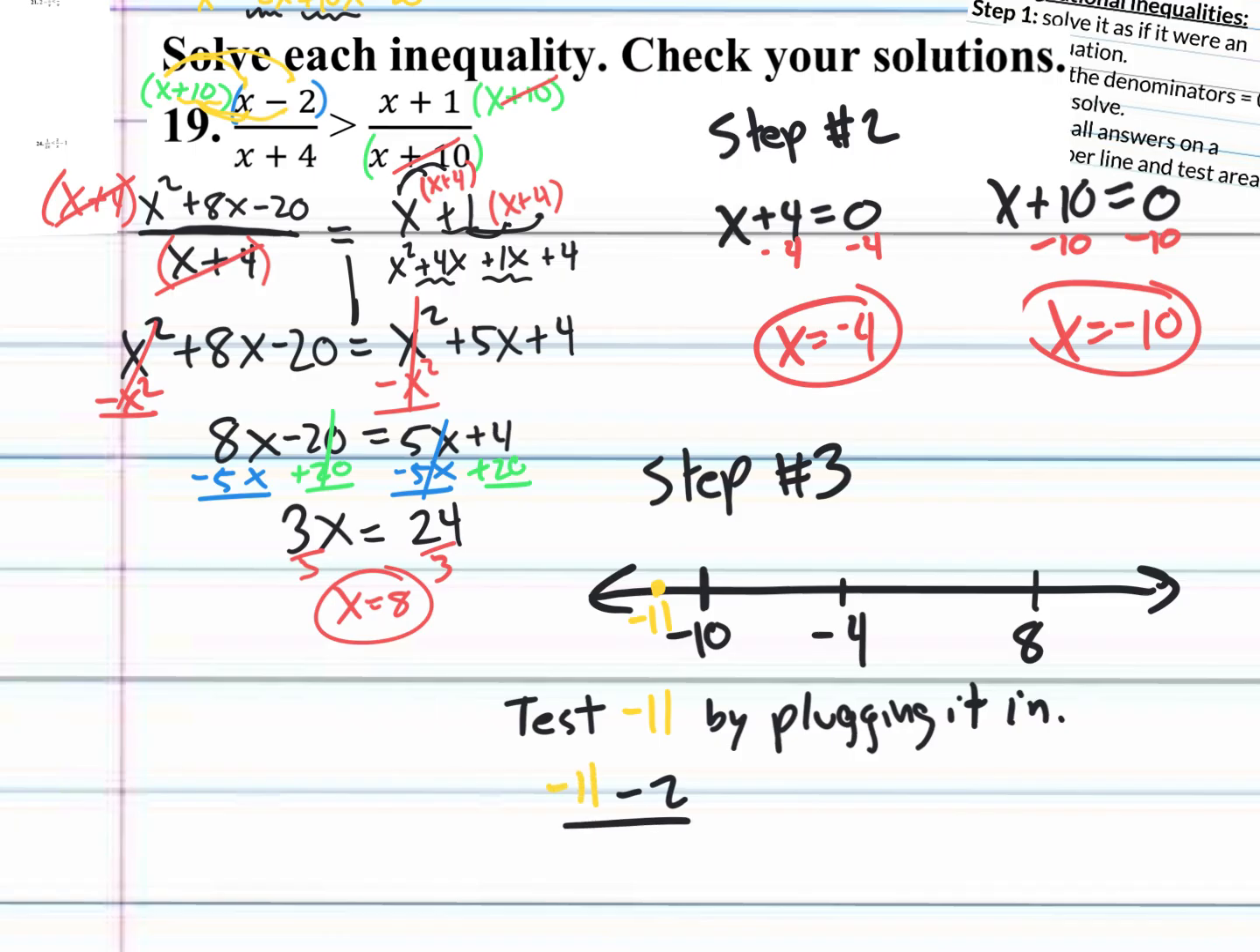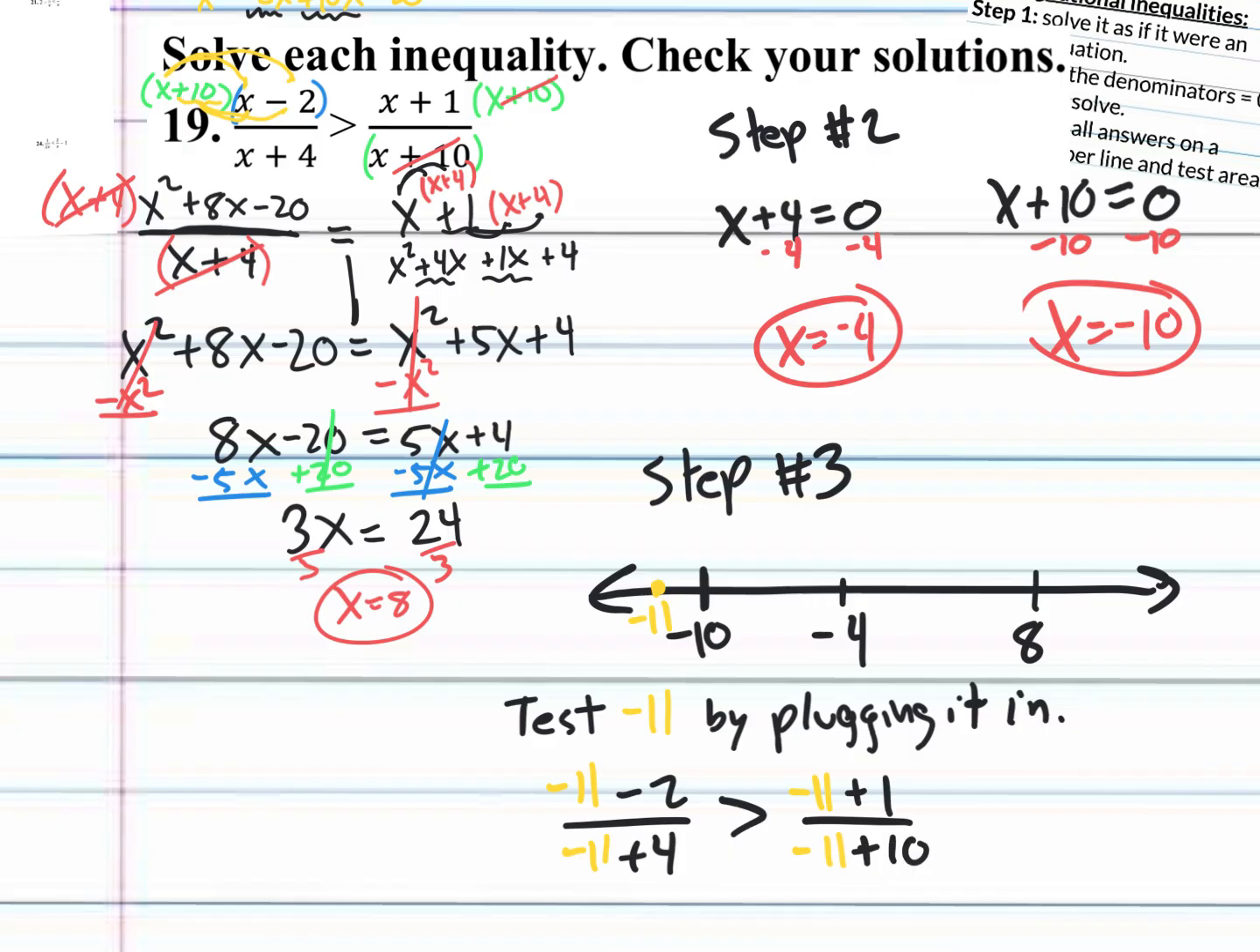So it says negative 11 minus 2 over, and I'm going to plug in a negative 11 again plus 4, and then it's still with that greater than symbol. And over here, instead of x plus 1, I'm going to plug in a negative 11 plus 1. So it is a fraction. There's a plus 1. I'm plugging in the negative 11 over here as well. And then down here, it's over, I'm going to plug in a negative 11 again plus 10. So negative 11 plus 10.